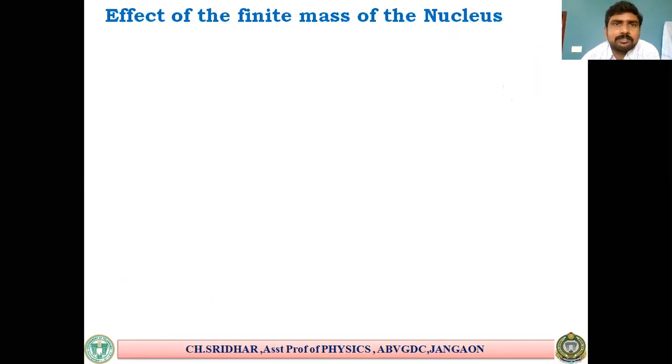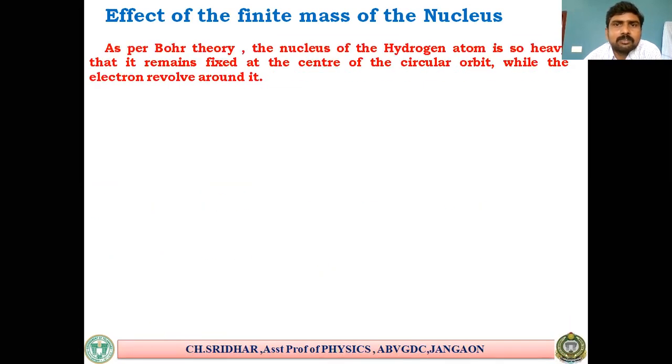And then the effect of the finite mass of the nucleus. As far as Bohr's atomic model is concerned, the nucleus is stationary. That means it remains at rest and the electron revolves around the nucleus. But in fact, the nucleus of the atom is not so heavy that it cannot move. As per the Bohr theory, the nucleus of the hydrogen atom is so heavy that it remains fixed at the center of the circular orbit while the electron revolves around it.